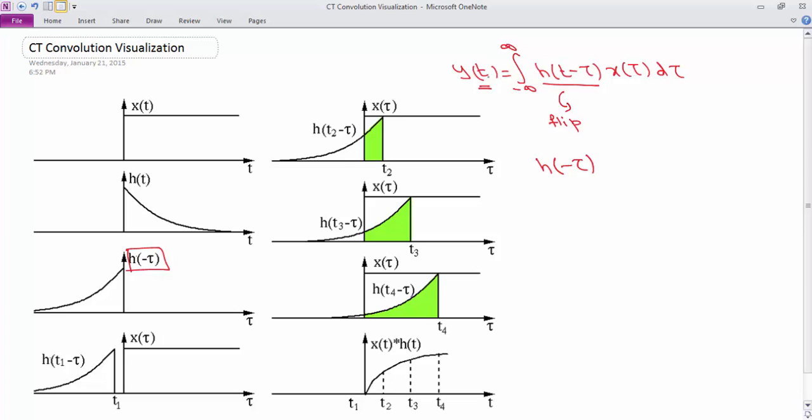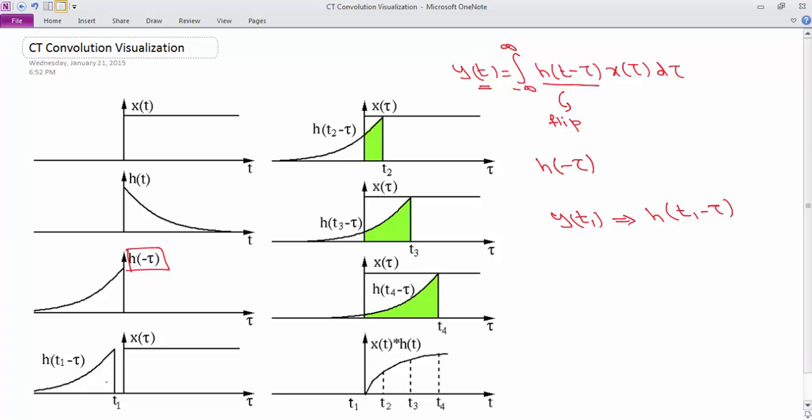Now, if you want to compute the output at time t, then you basically just shift your h by time t. So if you want to compute y of t1, then you have to shift this flipped version by t1, giving h of t1 minus tau.